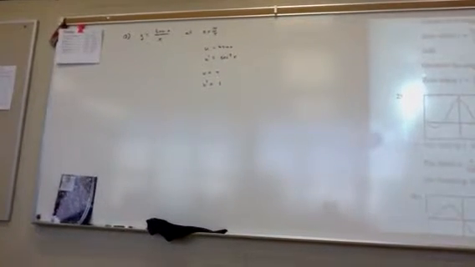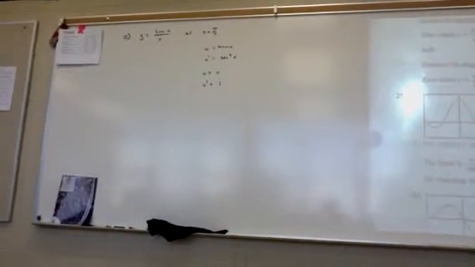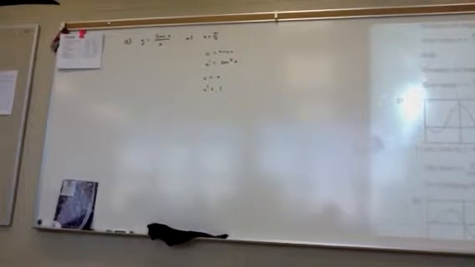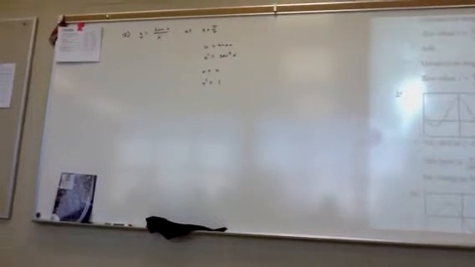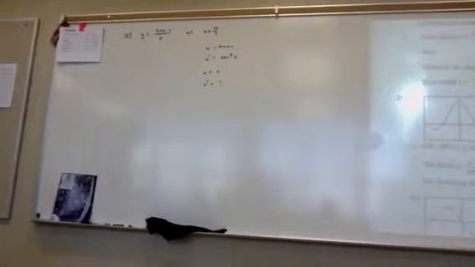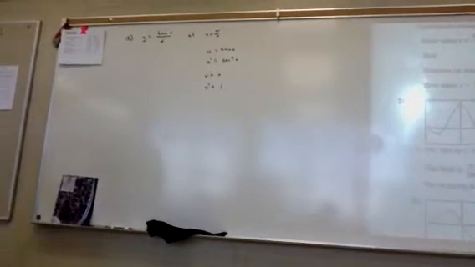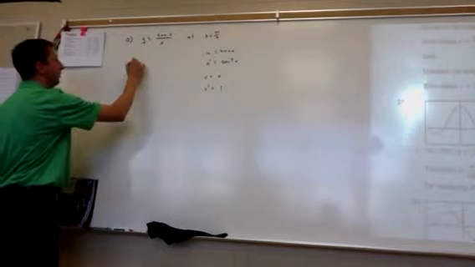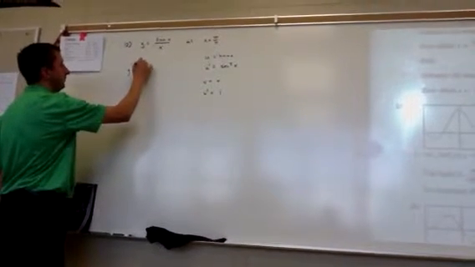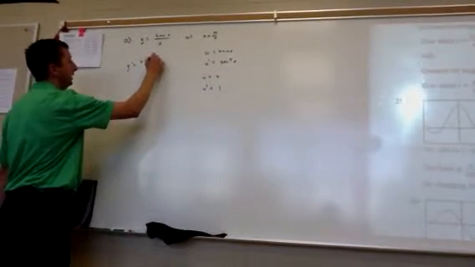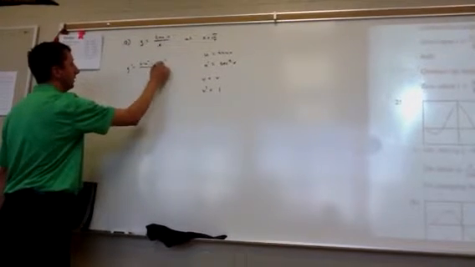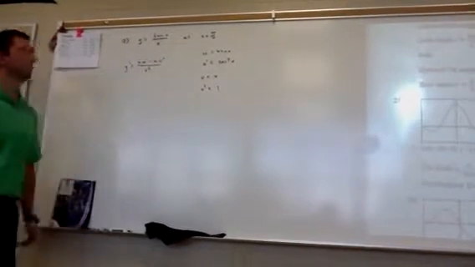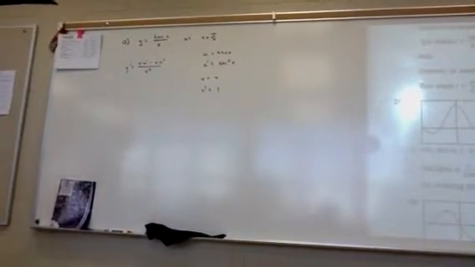Sound good? Yes. It says a line normal to the graph. What does that mean? What is the normal line? Perpendicular. It's perpendicular to the tangent. So when I go ahead and do this, y prime is equal to v times u prime minus u times v prime all over v squared. Now all I have to do is just plug everything in.